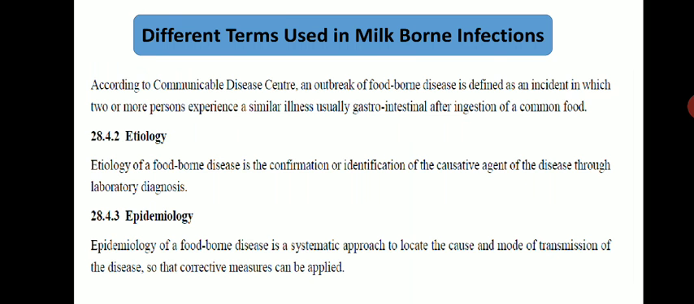Mostly these foodborne infections affect your gastrointestinal system, and if more than two persons are feeling the same illness, it leads to a foodborne disease outbreak. Then, etiology of foodborne disease is the confirmation or identification of the causative agent of disease through laboratory diagnosis. Epidemiology of foodborne disease is a systematic approach to locate the cause and mode of transmission of disease so that corrective measures can be applied.